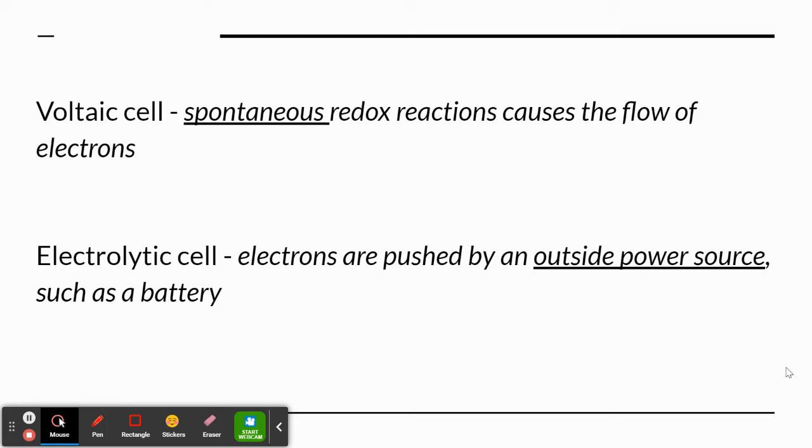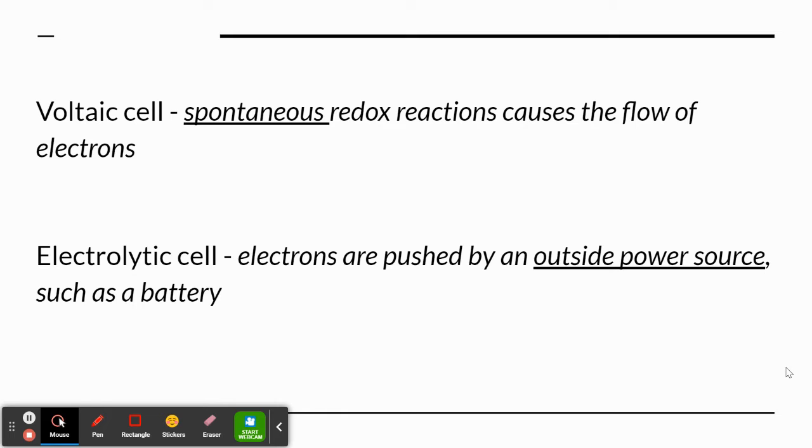Okay, here are your two main types of cells. You have a voltaic cell. A spontaneous redox reaction causes the flow of electrons. Make a note, this is on table J. The electrons flow downhill. The electrons will flow from most active to least active.